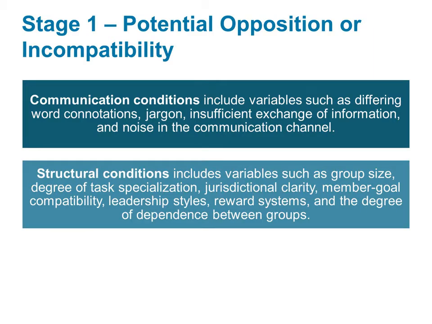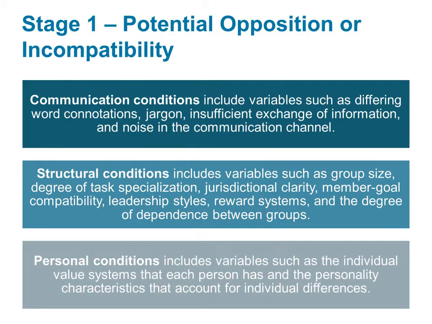Structural conditions can also lead to conflict. Things like the size of the group, the dependency between group members, the features of the task, and the clarity of who is to work on the task and who makes decisions about the task matters. Structural conditions also include the degree of compatibility between individuals' interests and the group's interests. The leader's approach matters, and the way behaviors are rewarded can lead to conflict. If we expect people to collaborate, but we reward individual performance, this structural condition might lead people to compete instead of work together.